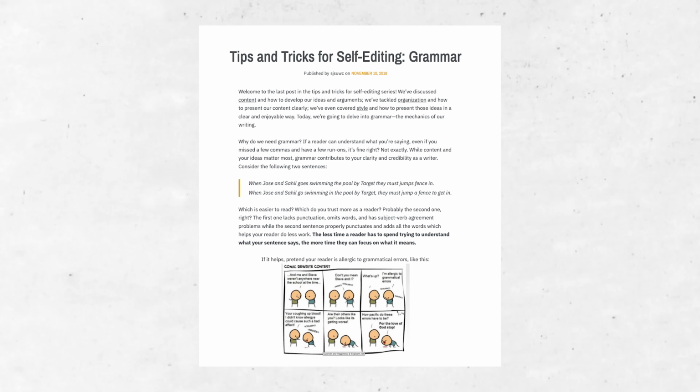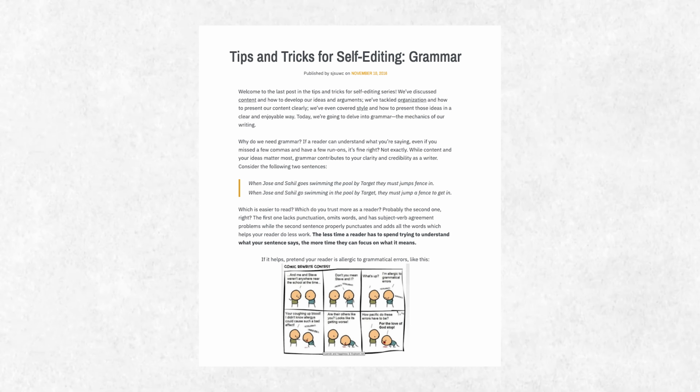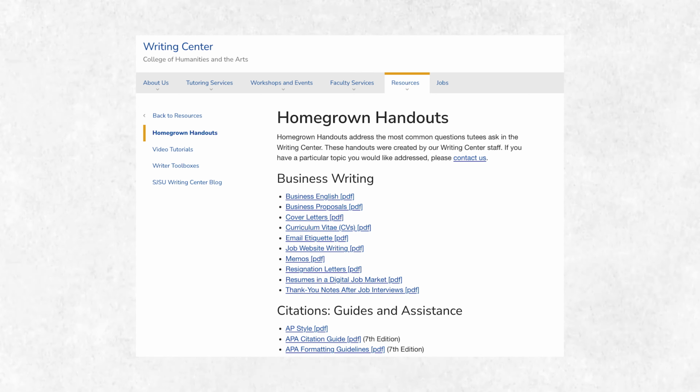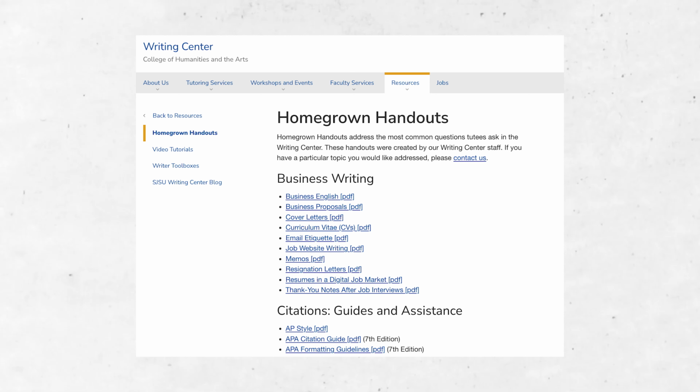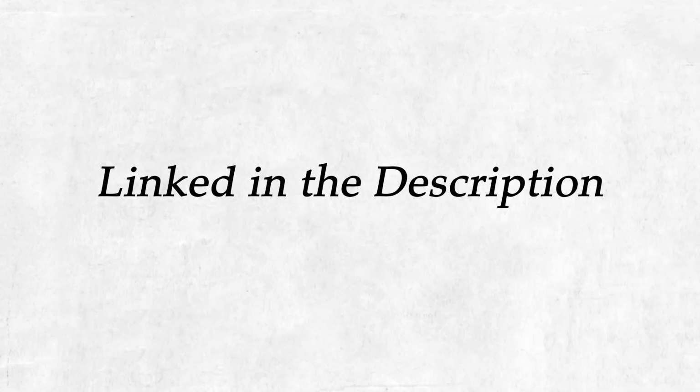For additional help on self-editing, you can refer to our Writing Center blog on tips and tricks for self-editing. For additional help in grammar and punctuation, you can also refer to our Writing Center Homegrown Handouts. All of these resources will be linked in the description.